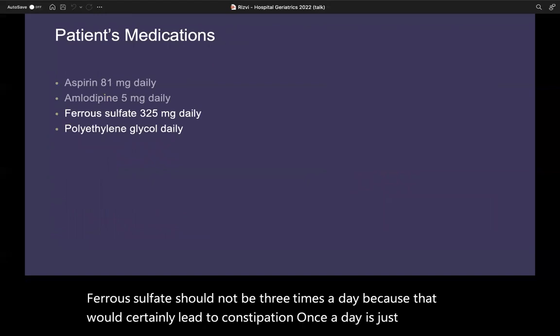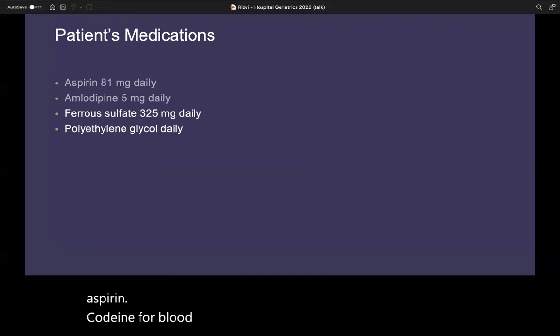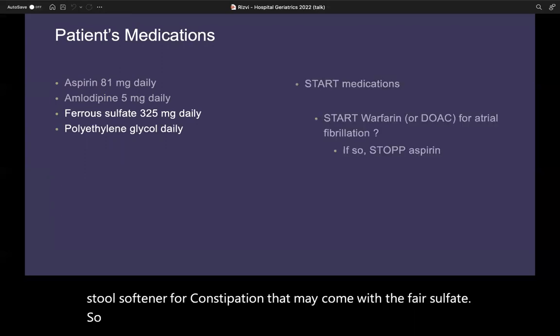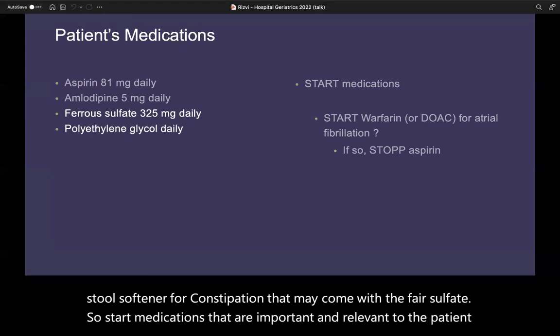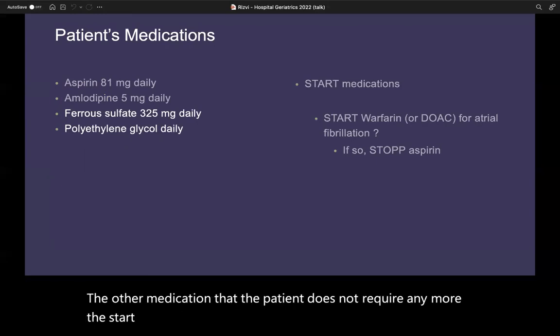So you clean up the patient's medication list. Just leave them with aspirin, amlodipine for blood pressure, ferrous sulfate for anemia, and just a stool softener for constipation that may come with the ferrous sulfate. So start medications that are important and relevant to the patient and stop the other medication that the patient does not require anymore. The start and stop criteria are important to help.